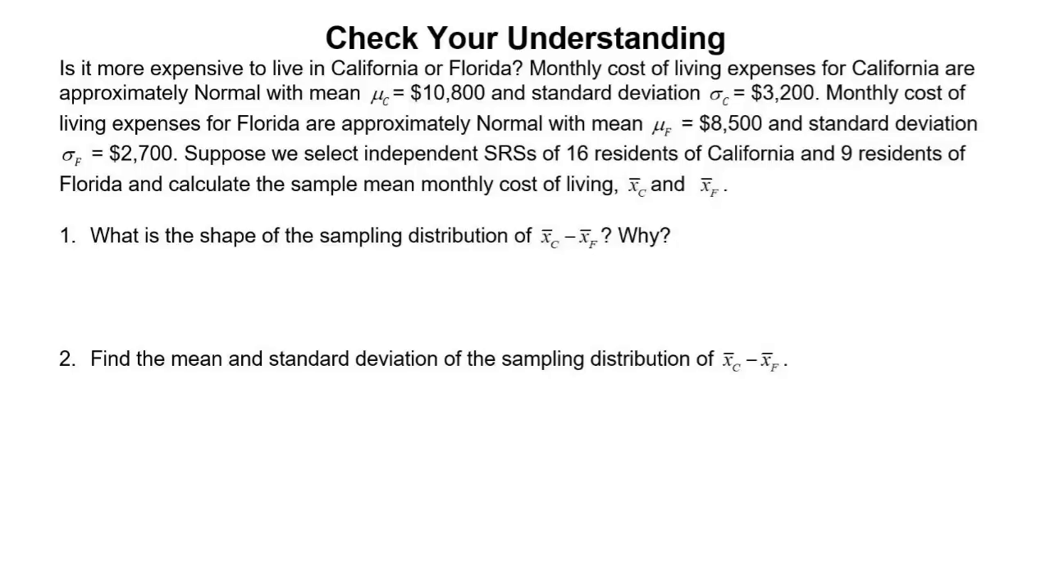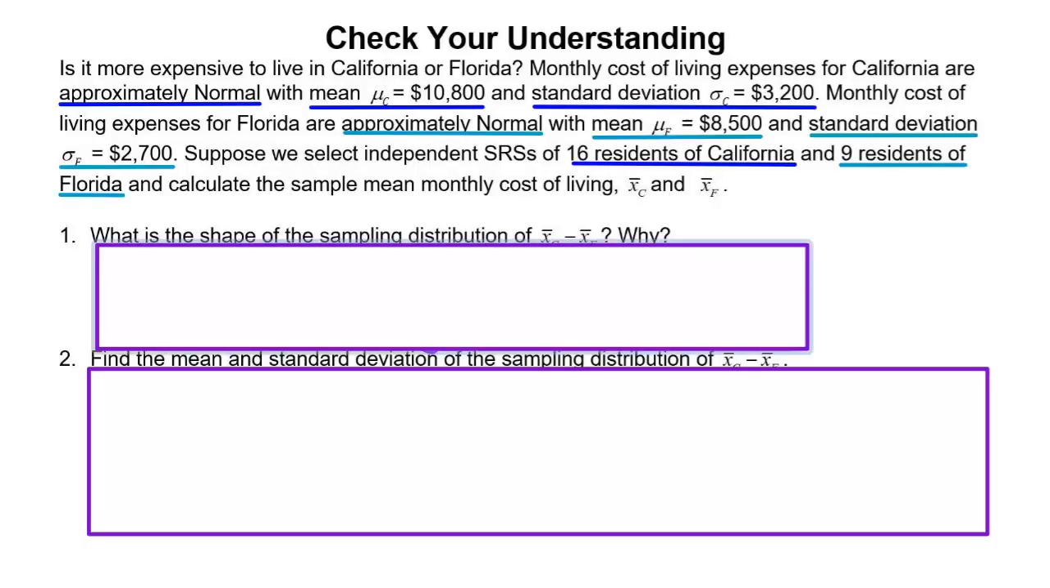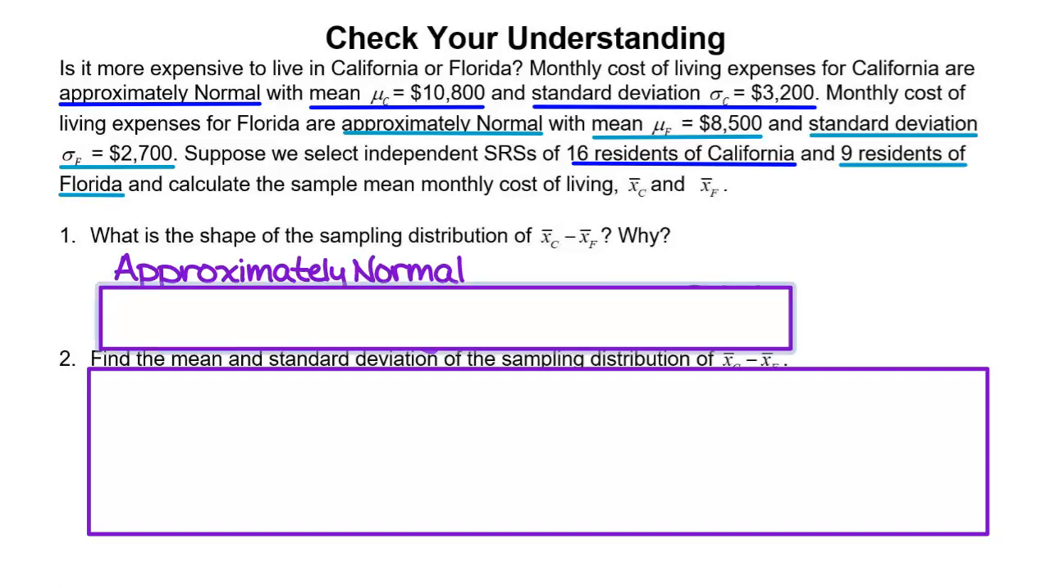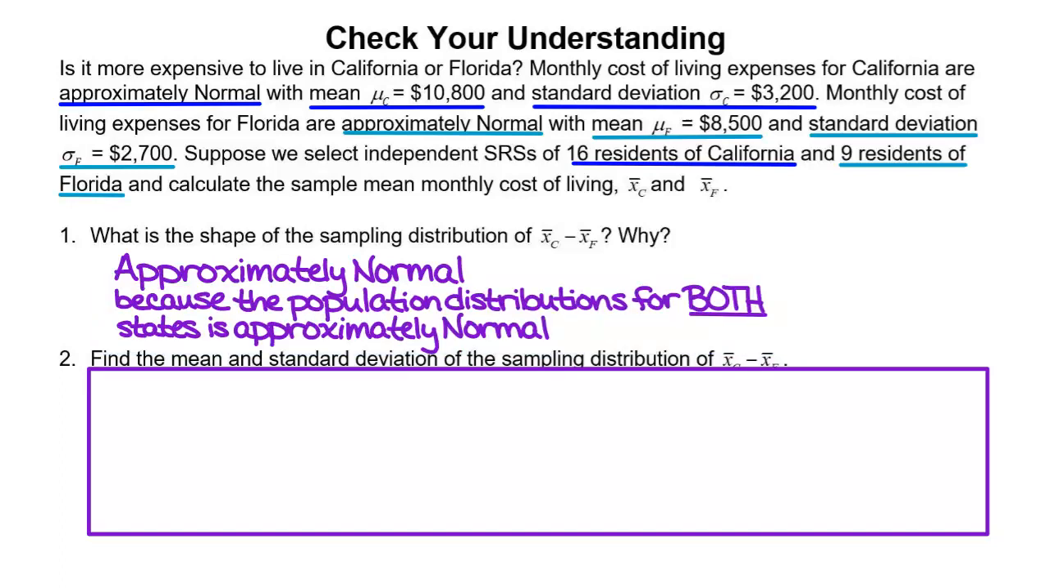Approximately normal. Why? Because both population distributions are approximately normal. So the sampling distributions will be approximately normal for both. So the difference will be approximately normal.